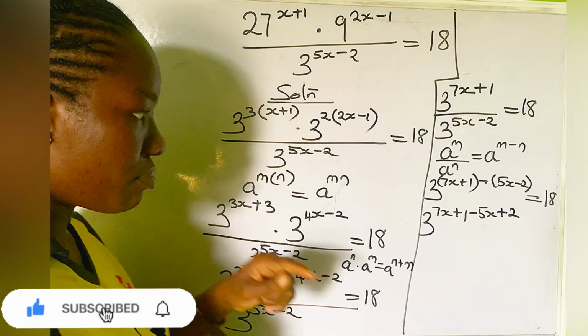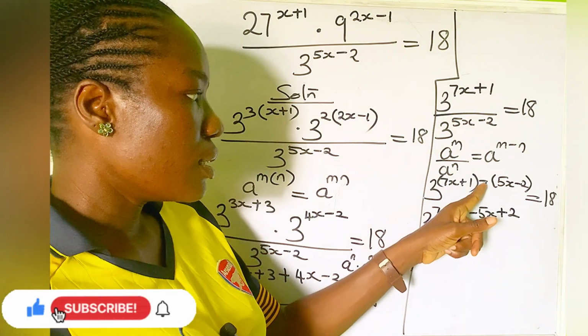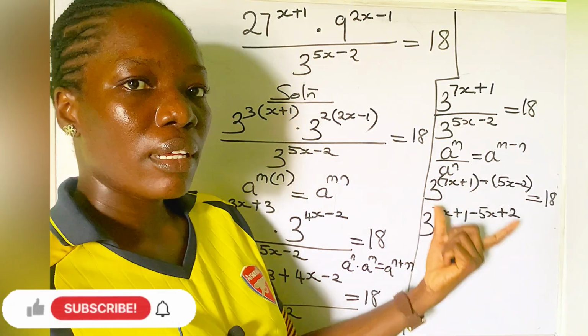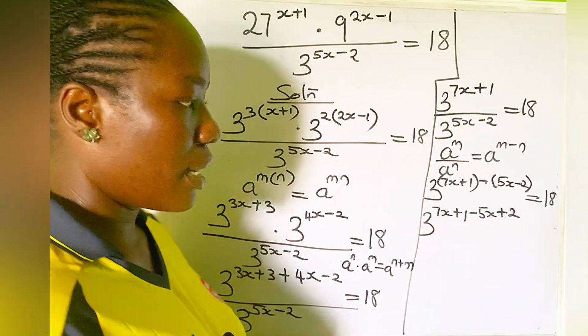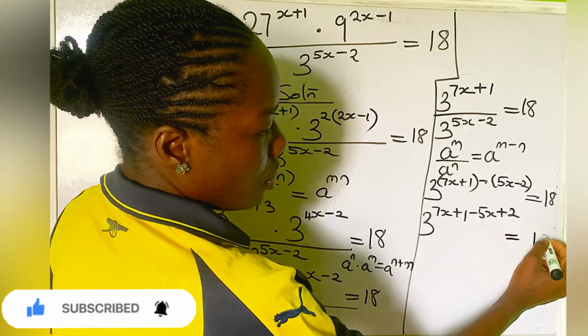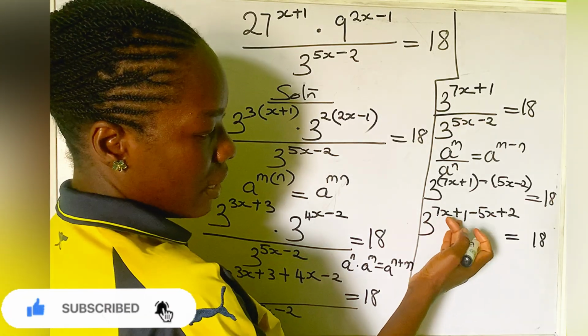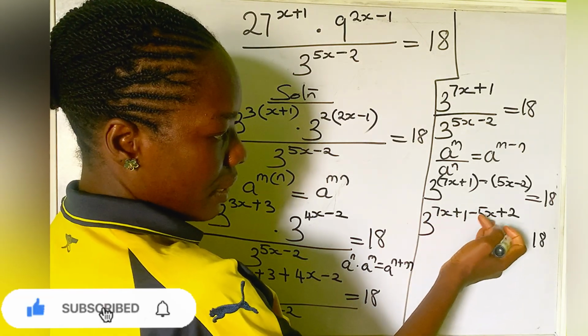That's why I said we'll need to put this in bracket, because not doing that you'd make a mistake and get a wrong answer. Okay, now it is equal to 18. So let's continue. You see that we have 3 to the power of 7x plus 1 minus 5x plus 2 is equal to 18.